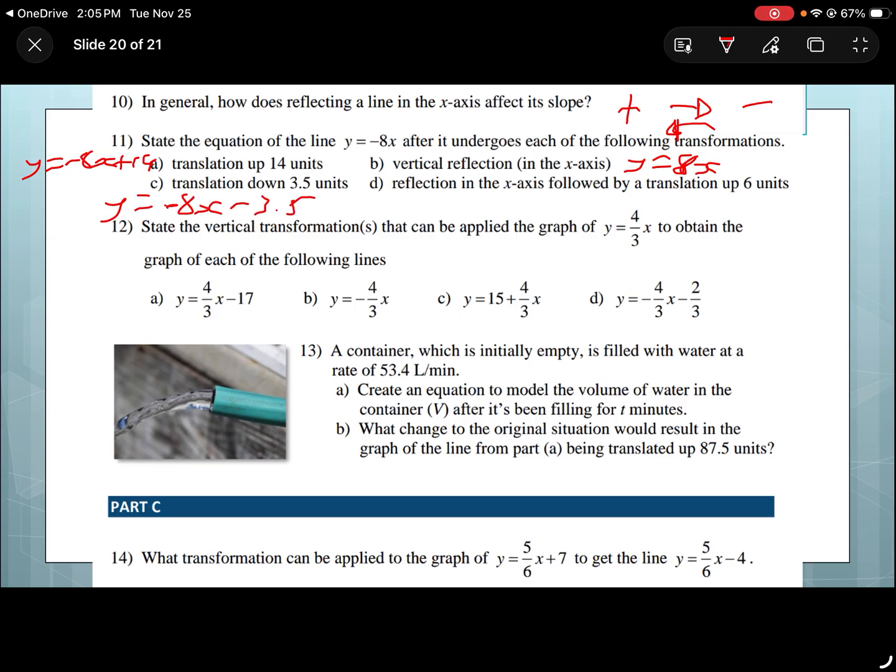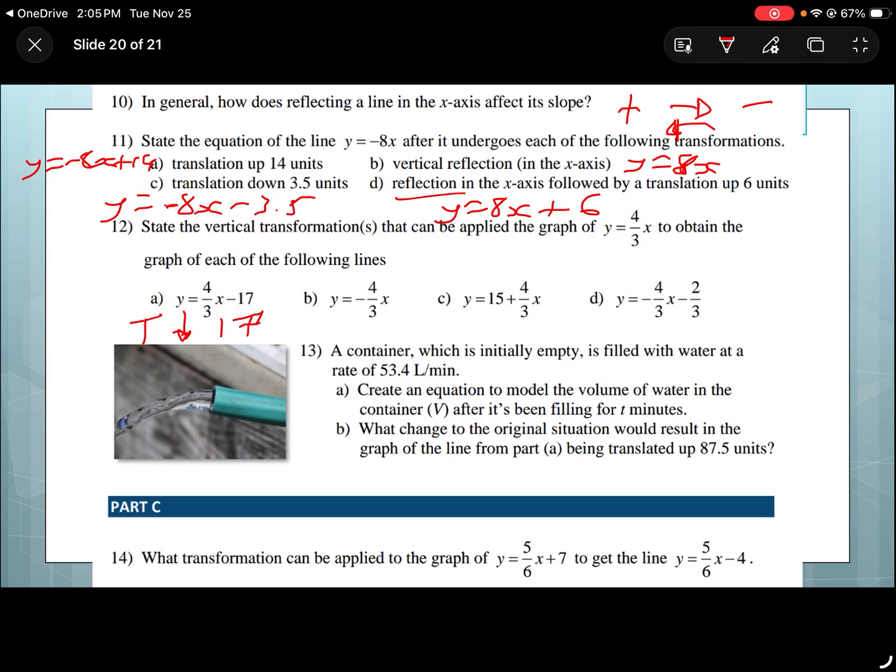Then reflection in the x-axis followed by a translation up. Reflection changes slope, so y equals 8x. Translation up 6 units, plus 6. State the vertical transformations that can be applied to the graph y equals 4 over 3 x. So it's the same slope, went down 17. So I'm just going to put translation down 17.